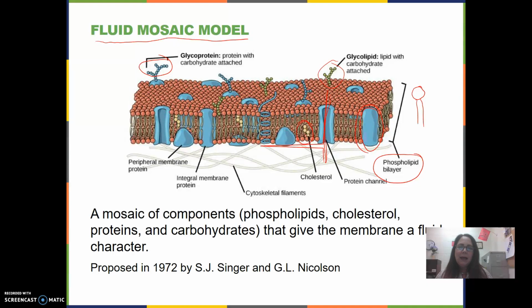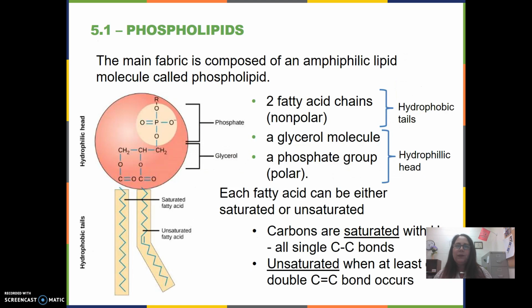Many of these glycolipids and glycoproteins function in cell recognition, identifying the cell to your immune system. It is what doctors use to determine if someone is compatible to donate an organ, if someone needs a transplant, if their tissue is compatible with the recipient. So the main component of the plasma membrane is the phospholipid bilayer. This is an image of a phospholipid in detail.